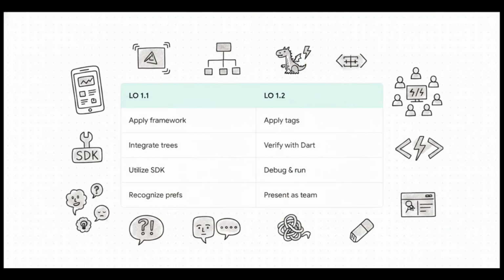Section 6. Outcomes and next steps, your developer superpowers. So, what does this all mean for you? Let's look at the developer superpowers you're walking away with. This breaks down the academic jargon into your actual, real-world capabilities. On the left side, we've got the visual and tool outcomes, applying the Flutter framework and integrating those widget and element trees. Then, on the right, the functionality and teamwork side. This is where you apply suitable tags for problems, verify functionality using Dart, create, debug, and run simple apps, and crucially, present it all as a team, seamlessly integrating everyone's contributions.